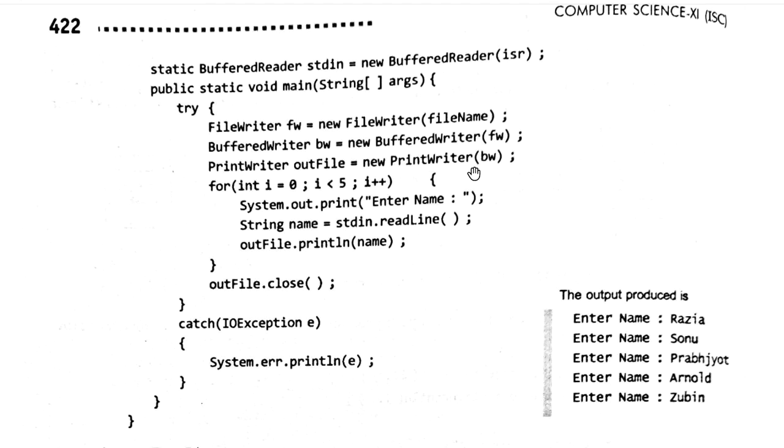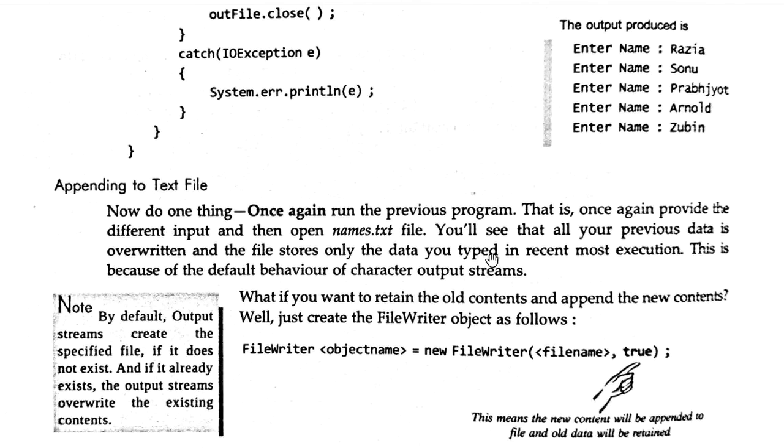But if you want to keep the existing contents and write the new contents after the previous contents, what will you do? You have to create the object of FileWriter using another constructor which can take 2 parameters. The first parameter is the string, that is the file name, and the second parameter is true, which will create the object and open the file in append mode. That means after that, whatever you write is going to be added at the end of the file.